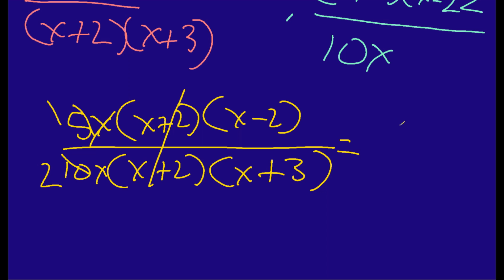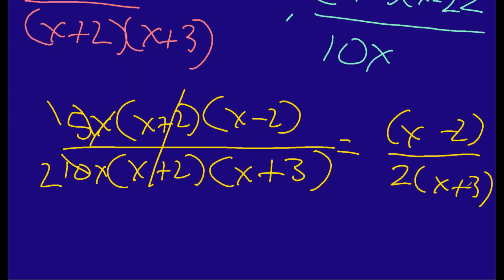So this will be reduced down to, looks like, x minus 2 over, let's see here, 2 times x plus 3. And so we distribute the 2, and we're left with the following: x minus 2 over 2x plus 6. And we're essentially done right here. We cannot reduce or simplify the expression anymore. So this is how the process works.